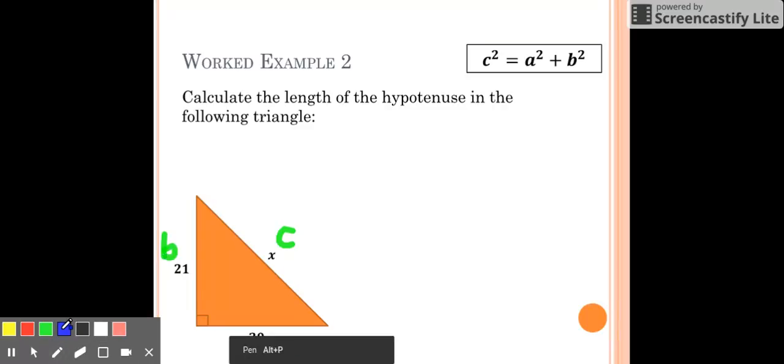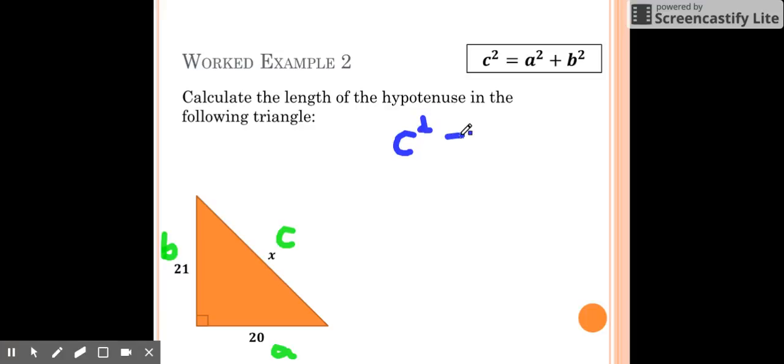Now, when we're solving a problem, we always start by writing our equation. And because it's a right angle triangle and we're finding a missing side, we use Pythagoras. So we start C squared equals A squared plus B squared.